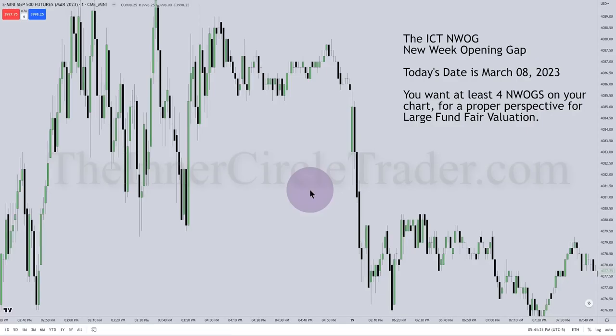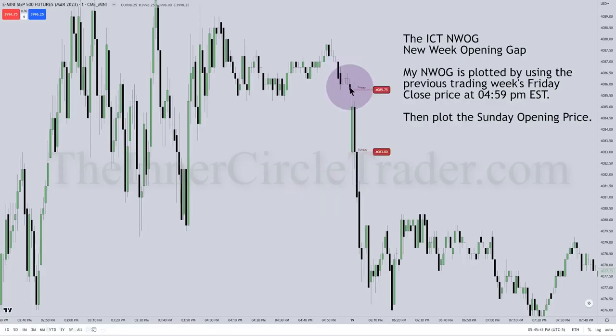And I like to have a minimum of 5 weeks worth of it. But you want to have at least minimum four new week opening gaps on your chart for proper perspective of large fund fair valuation. I like to have 5 because it keeps a dynamic full month's perspective. So that way it gives you a little bit of an overlap, not just the blanket 4 weeks look back. So we're using the closing price on Friday, the opening price on Sunday. So those 2 price points, there's a difference.